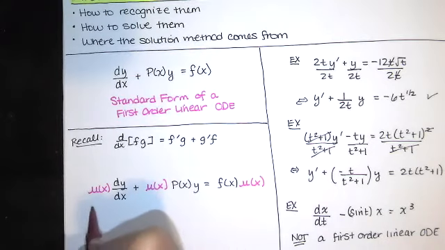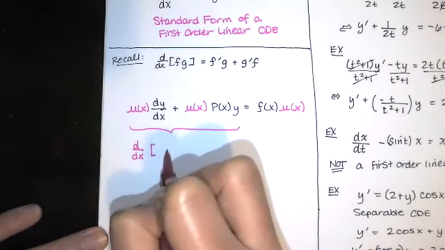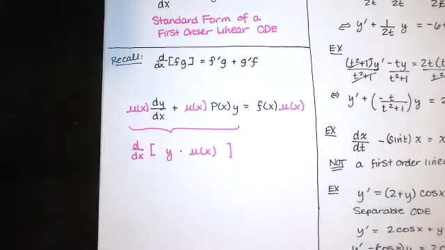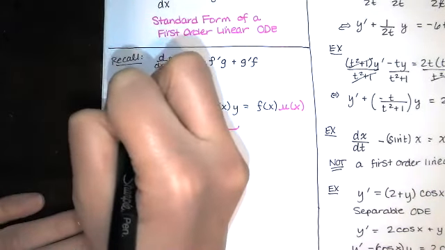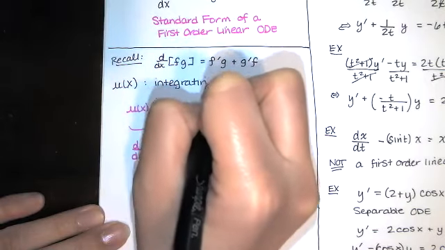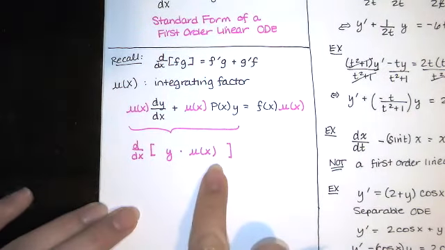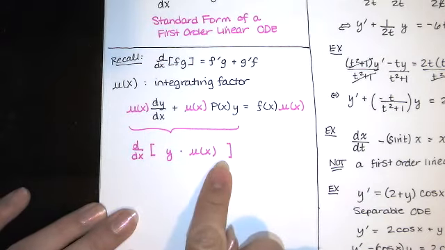My goal in multiplying by mu of x is to choose mu of x such that this is the derivative with respect to x of y times that function mu of x. Mu of x is called an integrating factor. The question is, what would mu have to be for this to work, for this left-hand side to actually give me this? Well, that's pretty easy.